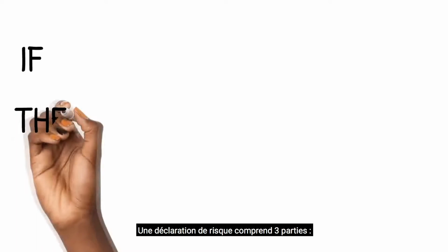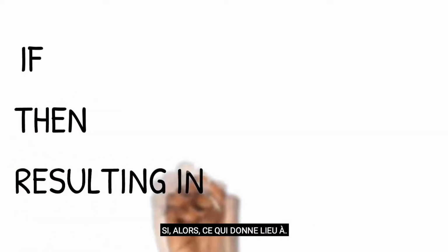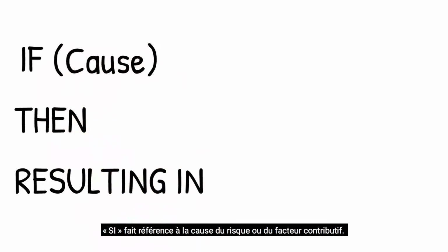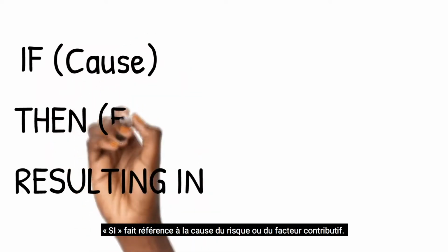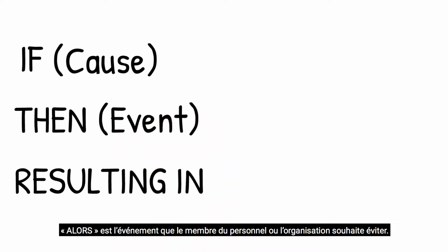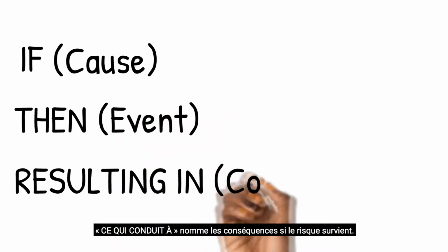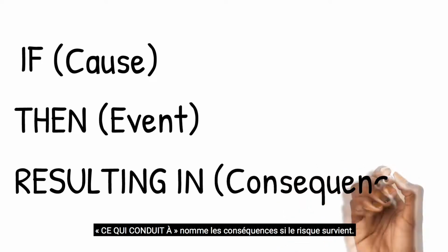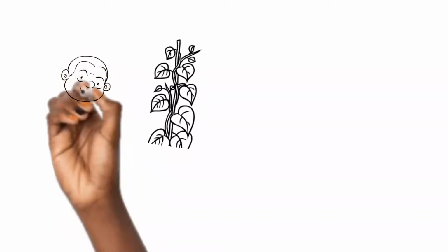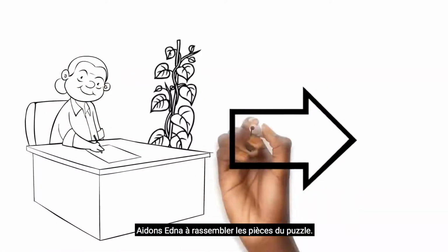A risk statement has 3 parts: if, then, resulting in. If refers to the cause of the risk or contributing factor. Then is the event the staff member or organization would like to avoid. Resulting in names the consequences if the risk occurs. Let's help Edna put the pieces together.